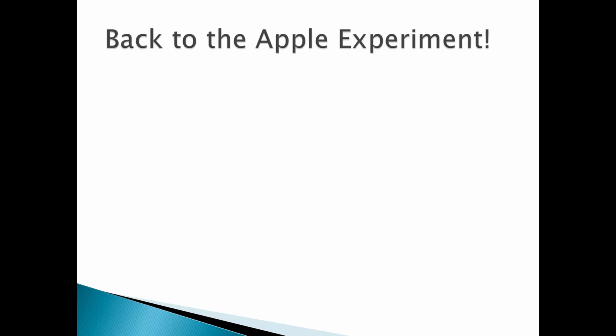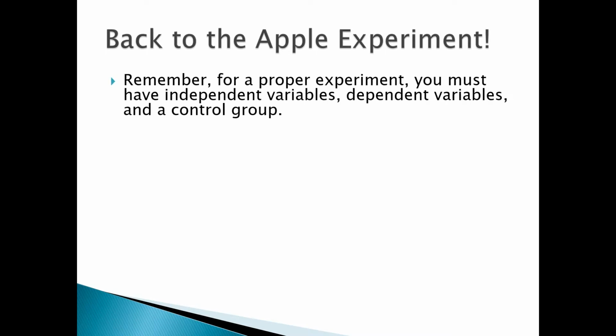Now, just to use our example, let's go back to that apple experiment. Remember, for a proper experiment, you must have independent variables, dependent variables, and a control group. I know, ugh, science words, super scary, annoying things. However, they are not as difficult as they appear.